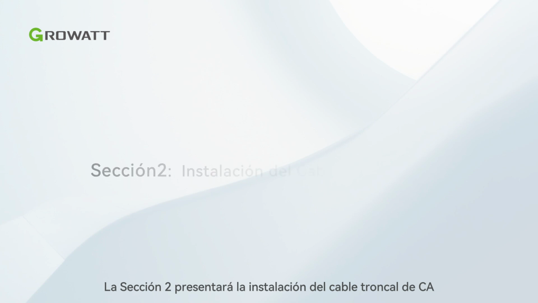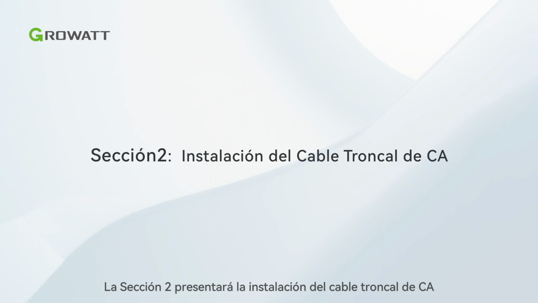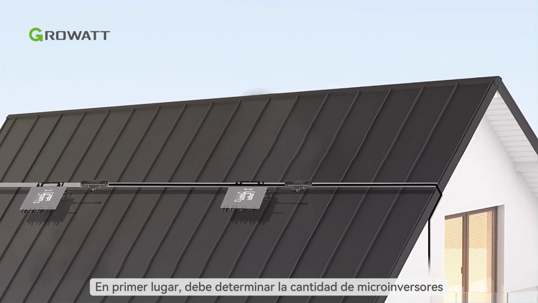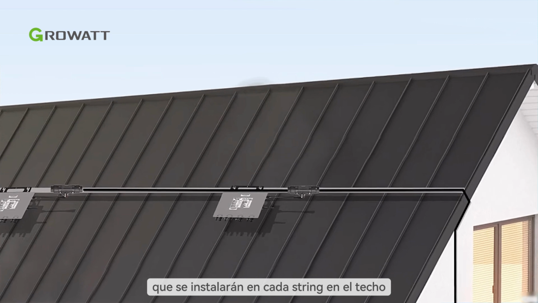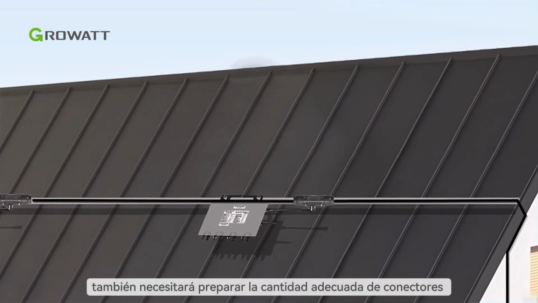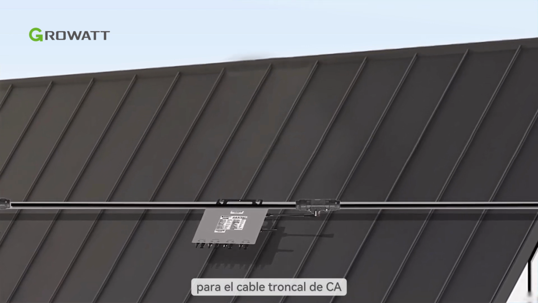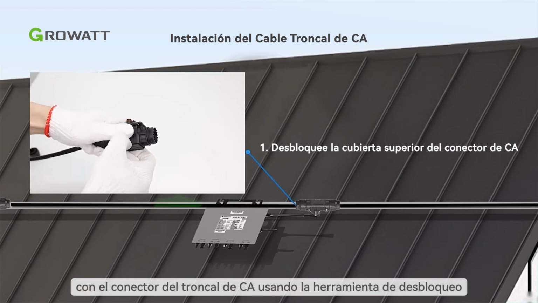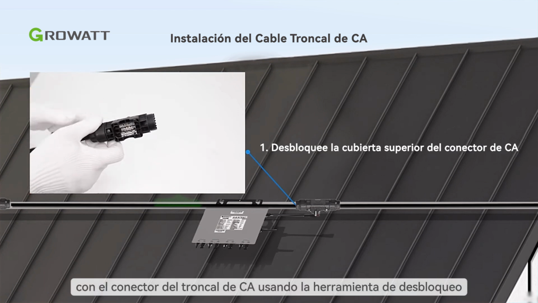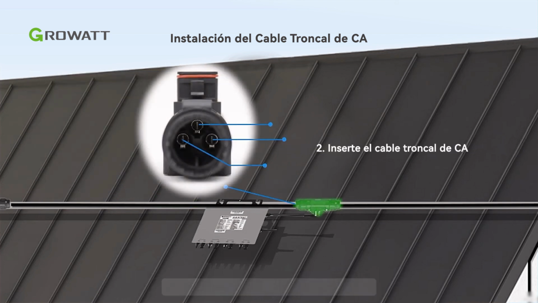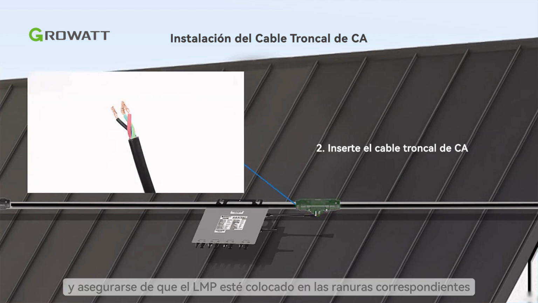Section 2 will introduce AC trunk cable installation. First of all, you need to determine the number of microinverters that will be installed on each string on the roof. Based on the design, you will also need to prepare the appropriate quantity of AC trunk cable connectors. First step is to remove the upper cover of the AC trunk connector by using the unlock tool. The second step is to insert the AC trunk cable into the AC trunk cable connector and ensure that the LNP is placed in corresponding slots.